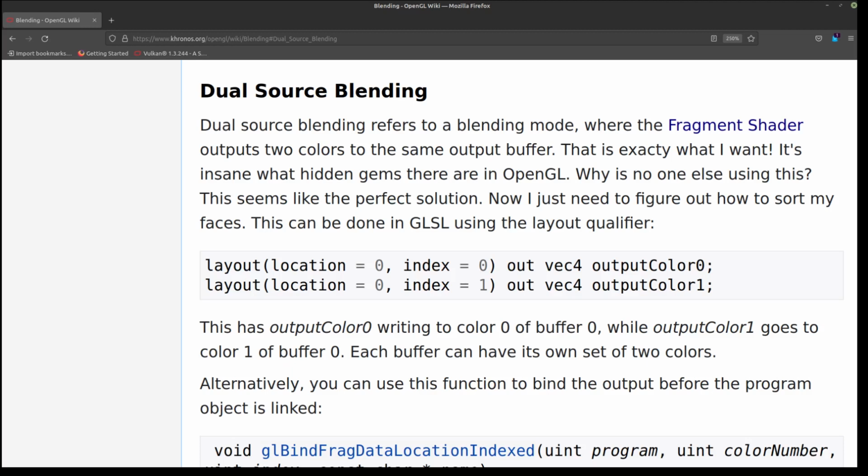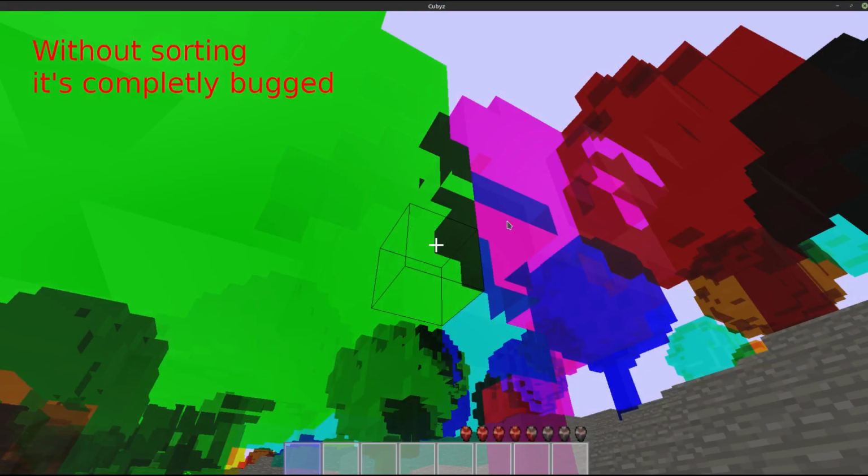It's insane what hidden gems there are in OpenGL. Why is no one else using this? This seems like the perfect solution. Now I just need to figure out how to sort my faces.